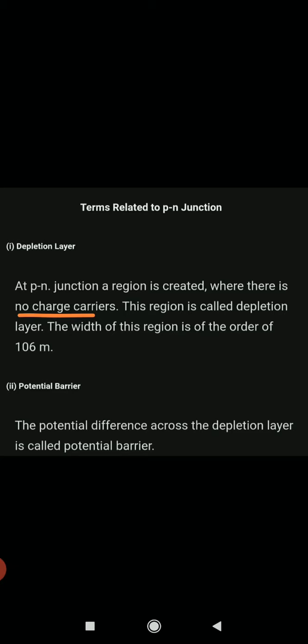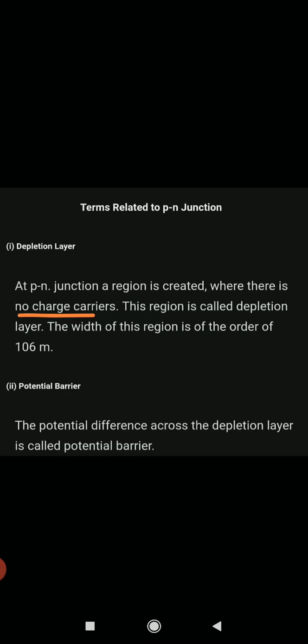The first one is depletion layer and the second one is potential barrier. We already discussed what a depletion layer is. At the p-n junction, in the center a region is created which is free of charge carriers. This region is called the depletion region. Then what is potential barrier? It is a potential difference developed across the depletion layer which restricts the movement of electrons and holes. That potential is known as potential barrier.